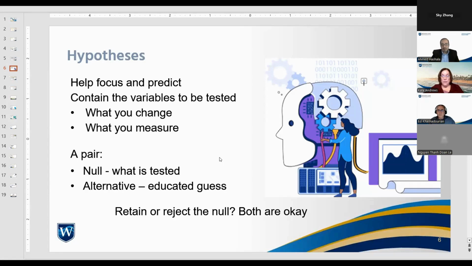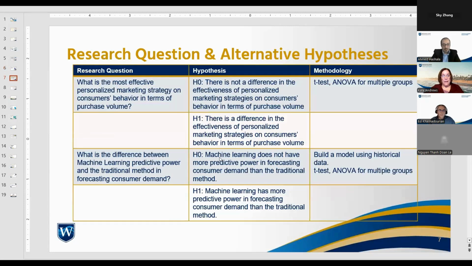Sometimes we wonder as researchers, is it okay if I don't find out that what I thought happened? But it is okay. Here's an example of a research question with an alternative hypothesis. Let's look at the second one.